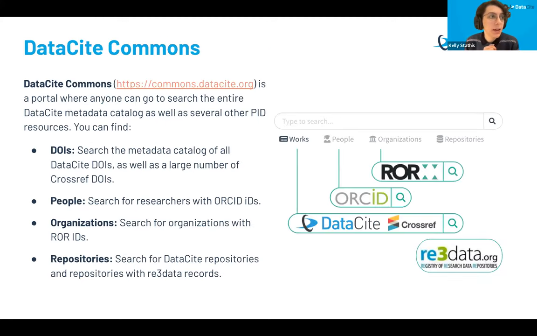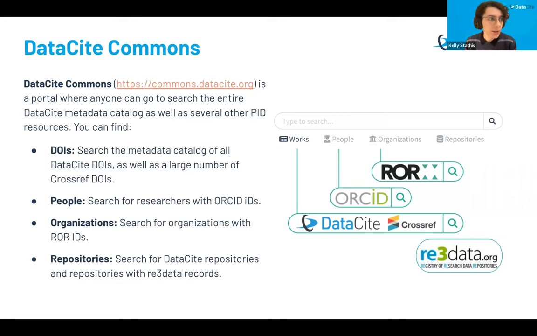DataCite Commons is a publicly accessible portal, which allows anyone to search the entire DataCite metadata catalog and explore connections between DOIs and other PIDs. You can search DOIs or works, and this includes all DataCite DOIs that have the findable state or that are registered with public metadata, as well as a large number of Crossref DOIs, specifically those Crossref DOIs that are connected to DataCite DOIs through relationship metadata.